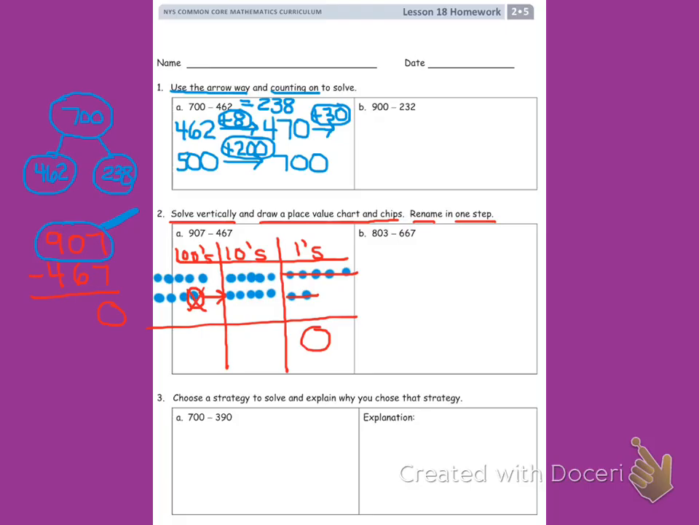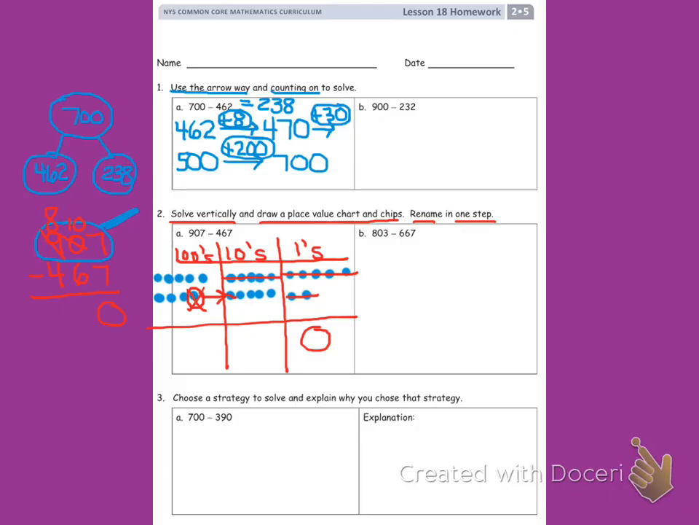Now let me show that in my vertical written method. I have 0 tens and I cannot take away 6. So I unbundle a group of 100. That leaves me with 8. And I put 10 groups of 10 in the tens place. Now I have 10 tens. Can I take away 6? Sure. This is what it looks like.